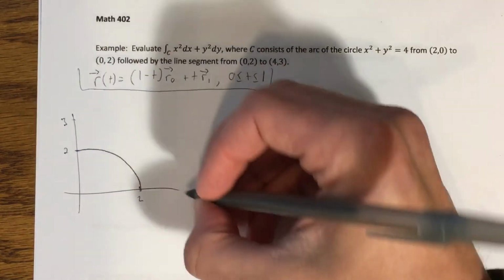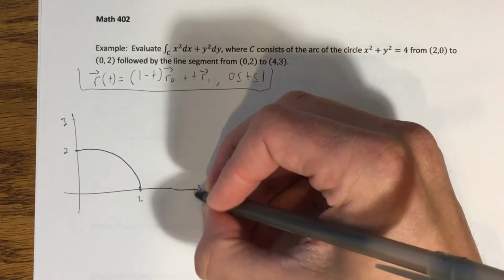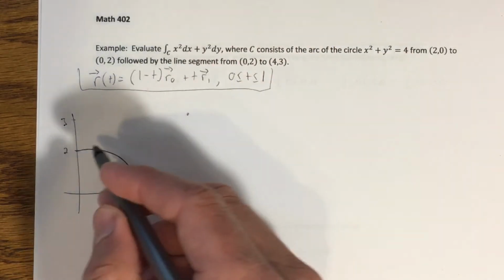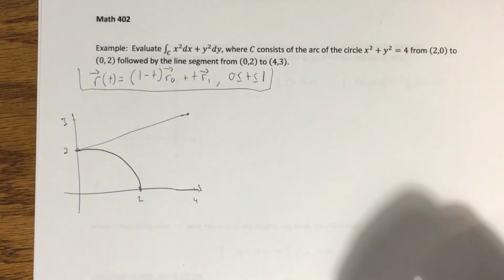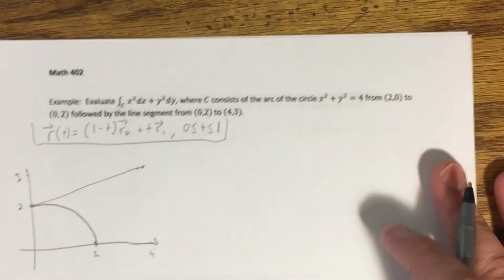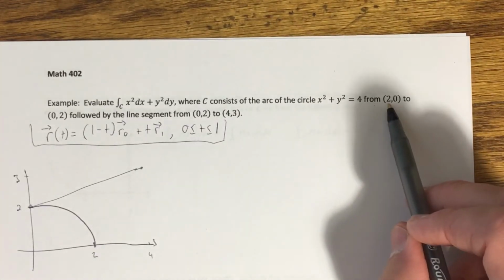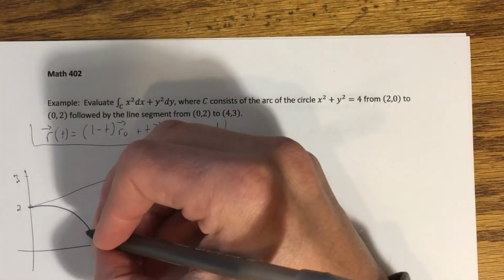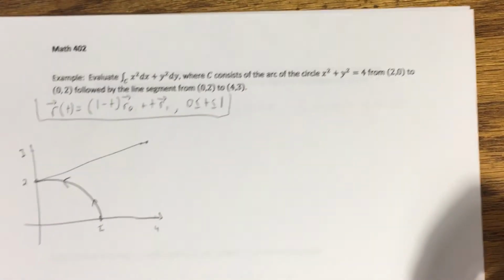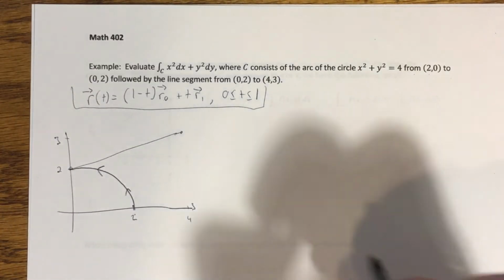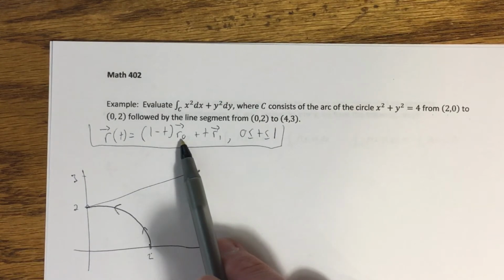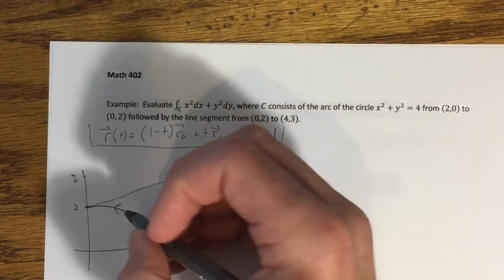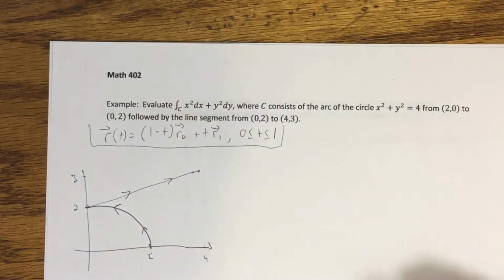So (4, 3), I'm going to just put that over here. Now I'm also going to pay attention to the orientation of these curves. Look for the words from and to. From (2, 0), we're starting here, traveling along that quarter circle until we get to the point (0, 2). And then the line segment goes from (0, 2), making this the initial point. That's important because that's what we represent r naught with. And then to (4, 3). So then we're going this direction. Okay?